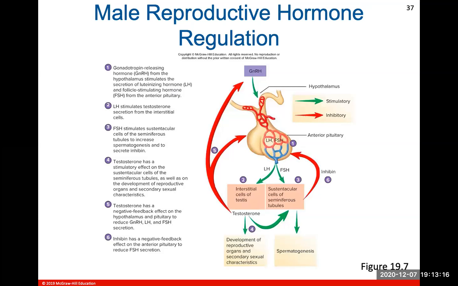And here's just a look at male reproduction and regulation of their reproductive hormones. You can see it takes you through how GnRH controls the secretion of LH and FSH from the anterior pituitary and what they each do.